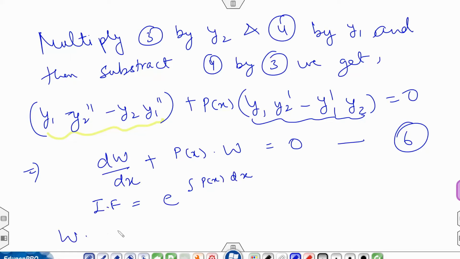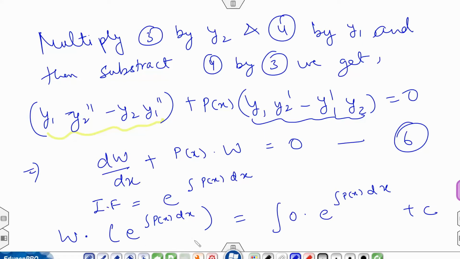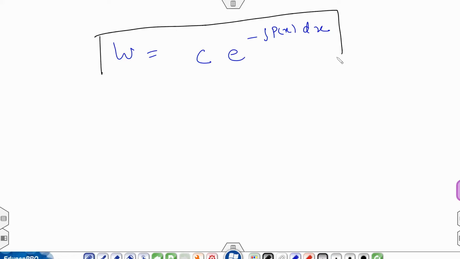So what will be the solution? You already know that this is a first order linear differential equation. So the solution is W, the dependent variable, into the integrating factor is equal to the integration of 0 times the integrating factor plus c. So this gives you W is equal to c e to the power minus integral of px dx. So you got the expression of W in terms of exponential functions.